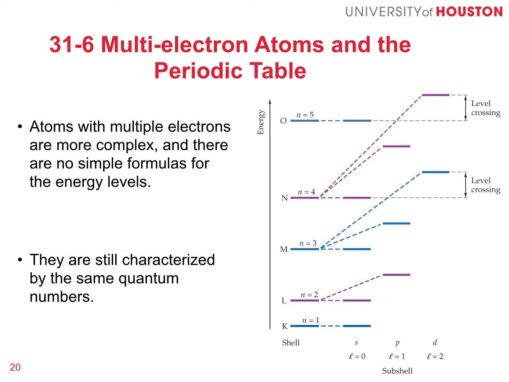On the right, we have a diagram of the energy of various states. The shell refers to the n number, so n equals 1 corresponds to the K shell, n equals 2 the L shell, etc. And the subshell can have different values, and that corresponds to the different L's that are allowed. The L equals 0 subshell we refer to as s, L equals 1 p, L equals 2 d, etc.